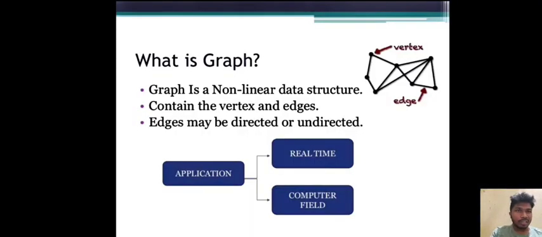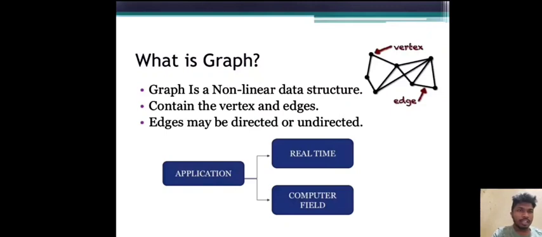What is a graph? A graph is a nonlinear data structure containing vertices and edges. Edges may be directed or undirected. As I have shown in this figure, the vertices are connected by edges, and a vertex is a fixed point.